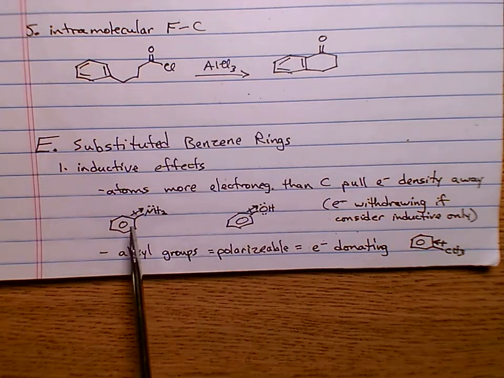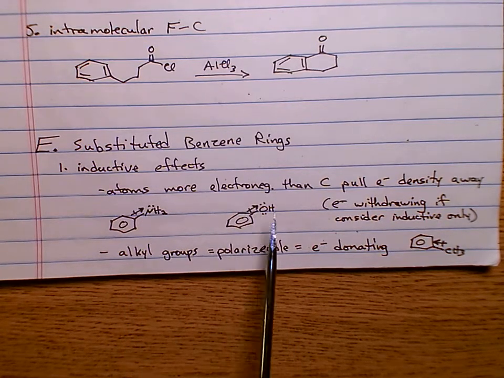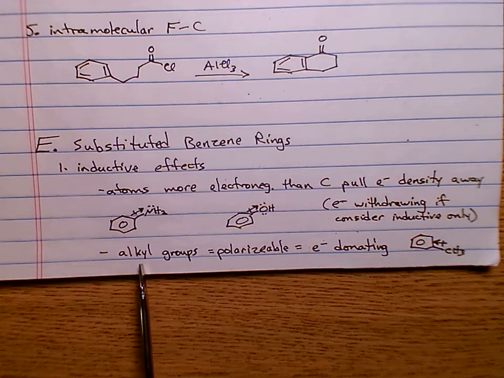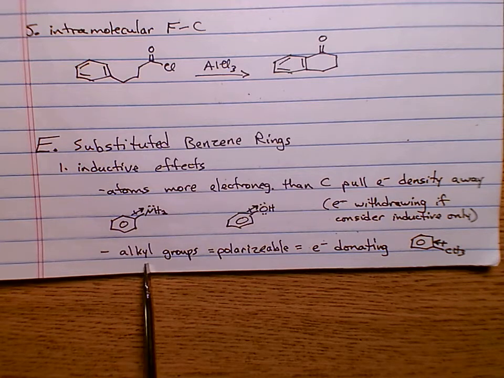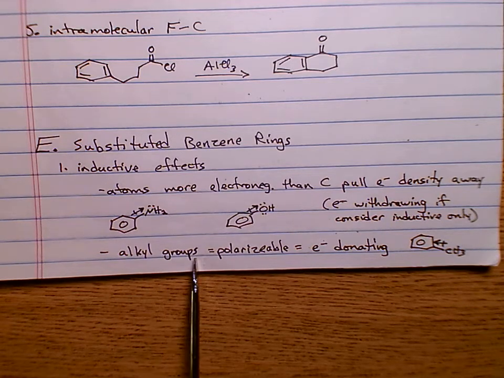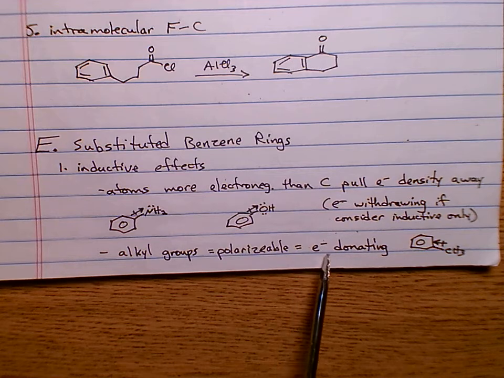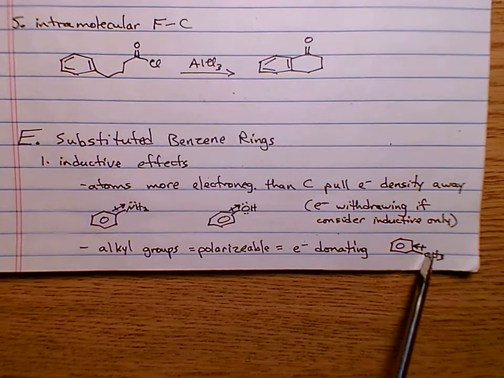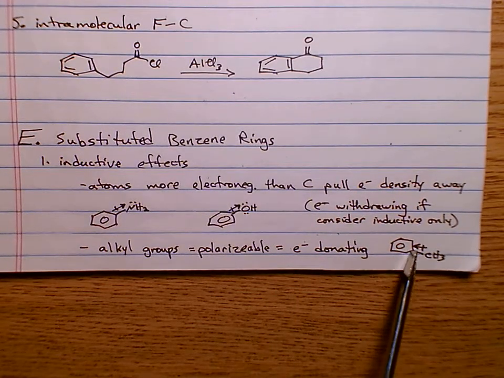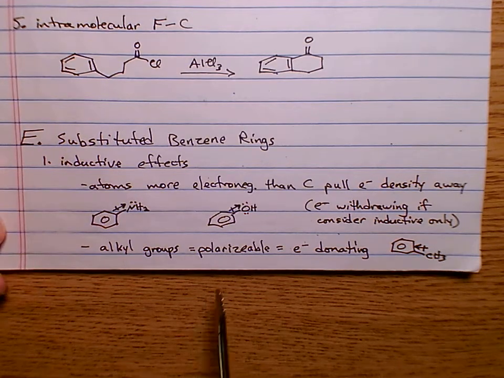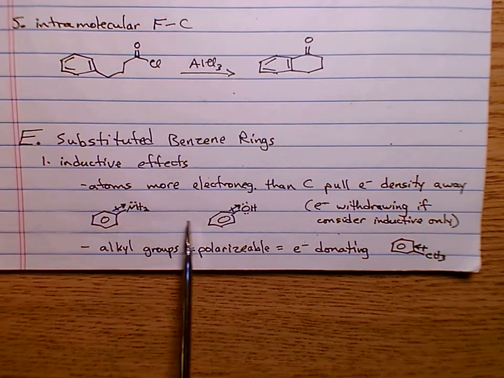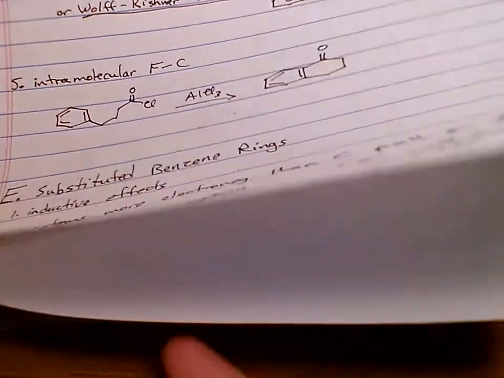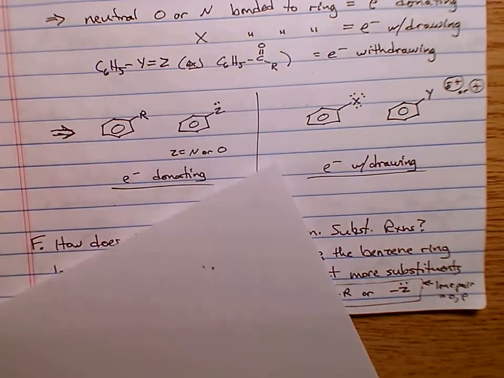So the nitrogens, oxygens, these type of elements pull the electron density away, make the ring less reactive. Alkyl groups, on the other hand, are polarizable and they are electron donating. A methyl or an ethyl group actually donates electron density to the ring. So a methyl group adds electron density to the ring, making it more nucleophilic. But these groups here are what we call electron withdrawing groups.